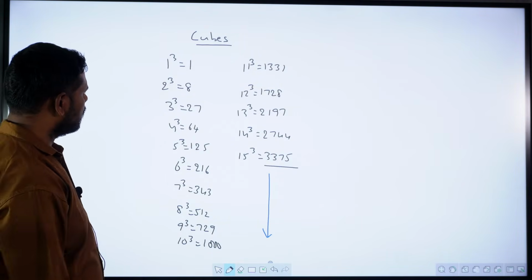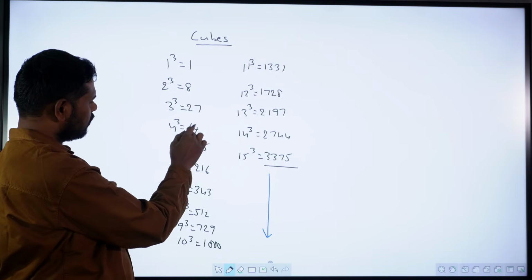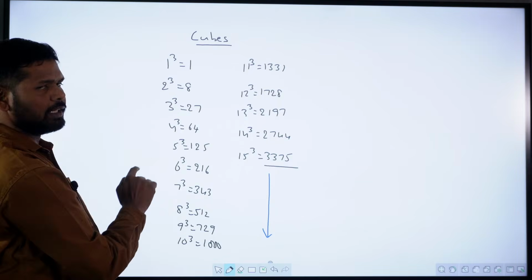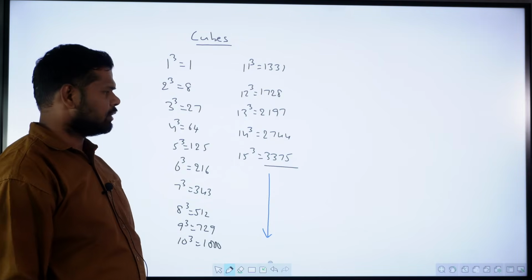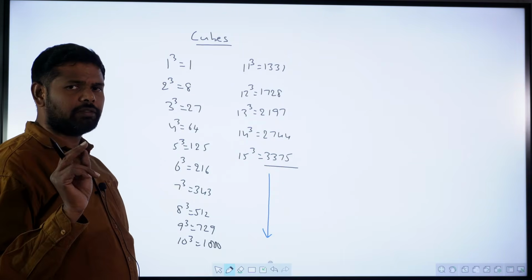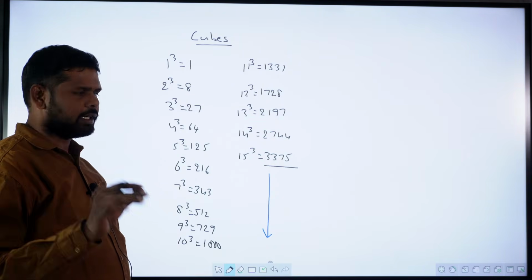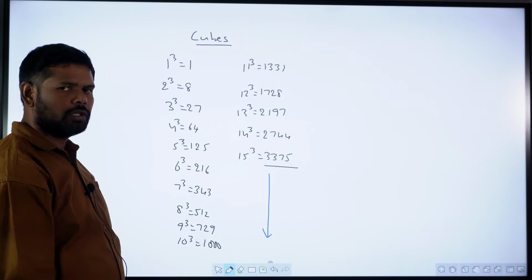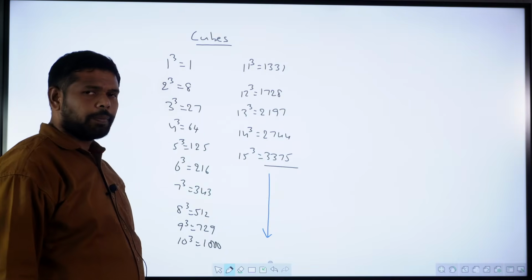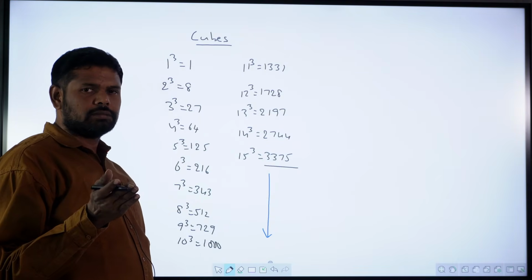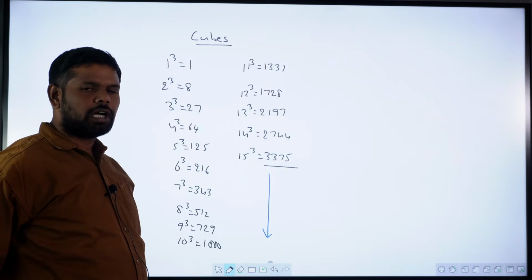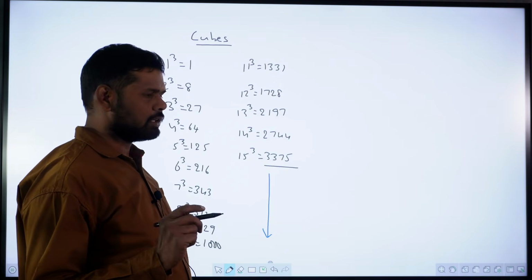Just observe here all the unit digits 1, 2, 3, 4, 5, 6, 7, 8, 9, 0. In the unit series, all digits are repeated, so cubes are always ending with all digits. In squares, they never end with 2, 3, 7 and 8, but cubes end with all the digits. No doubt. Now, sometimes questions may be asked, for example: suppose the difference between the square of a number and the cube of the number is 18.